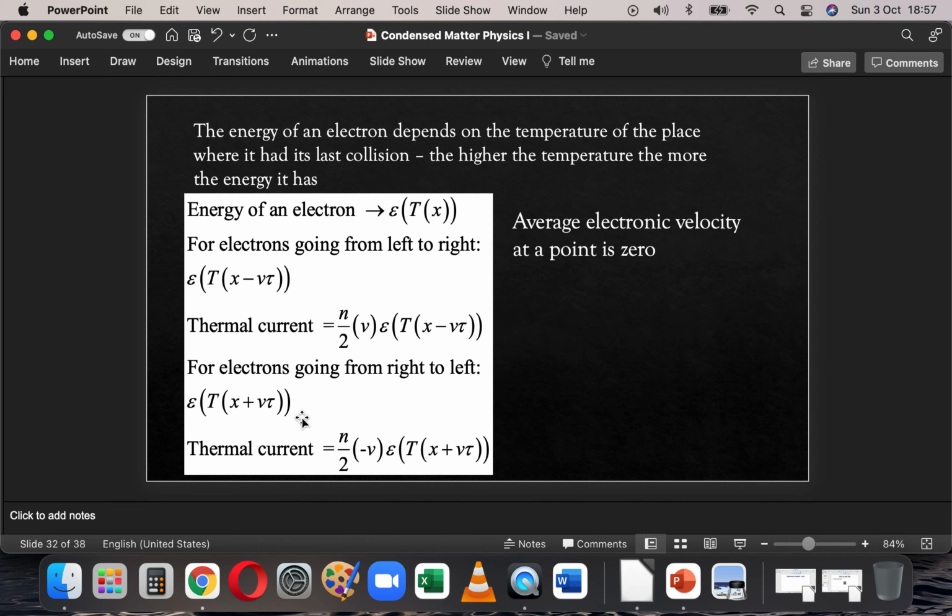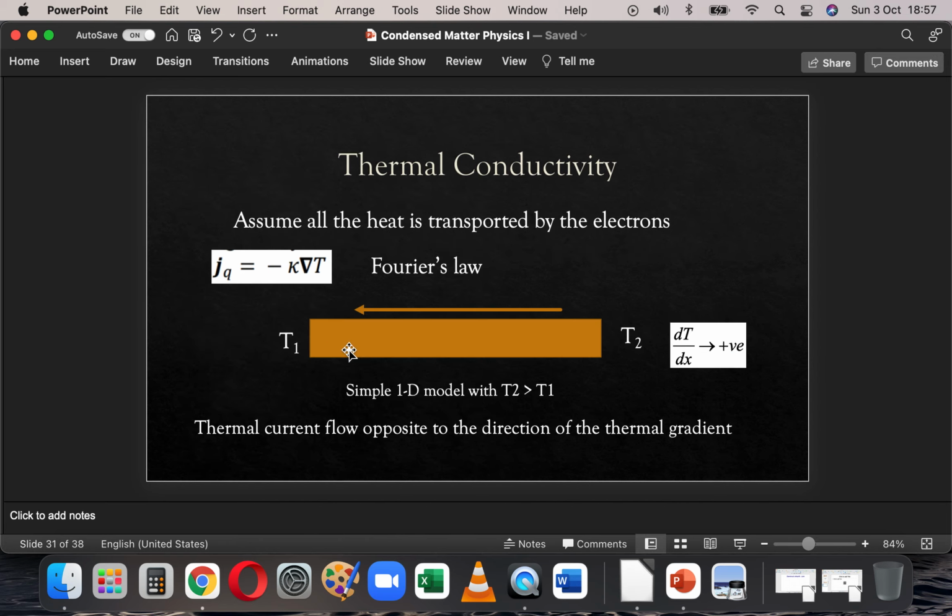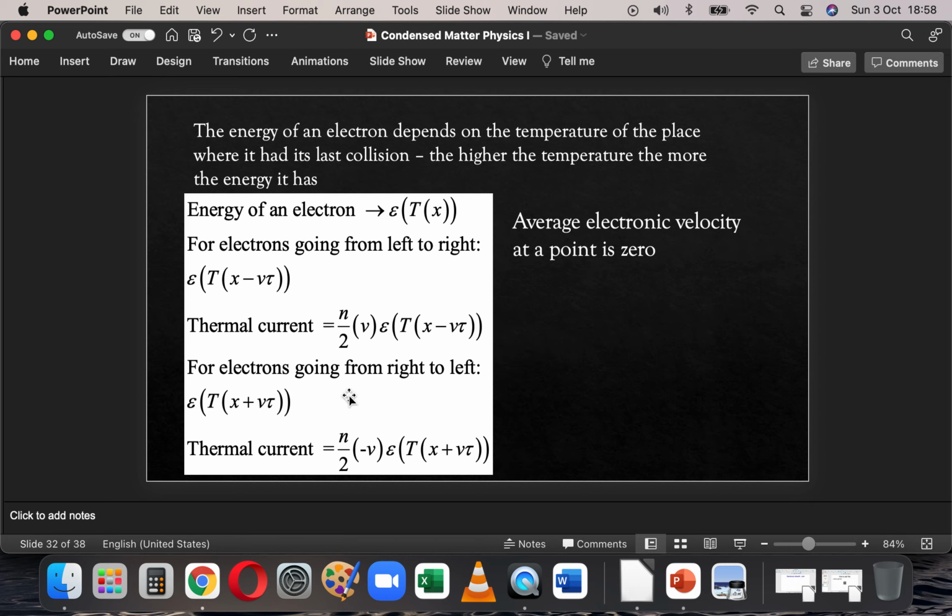We have taken a one-dimensional model, and this is the positive x direction. So right to left will have x plus vτ, and the thermal current will be n by 2 into minus v, because the direction is along the negative x-axis. That's why it's a minus v, and again it's E of T of x plus vτ.